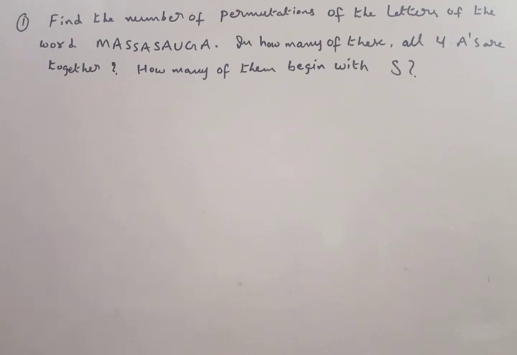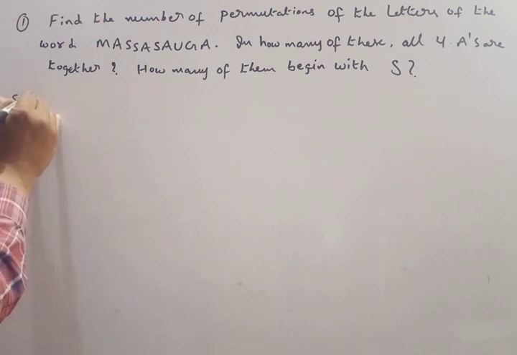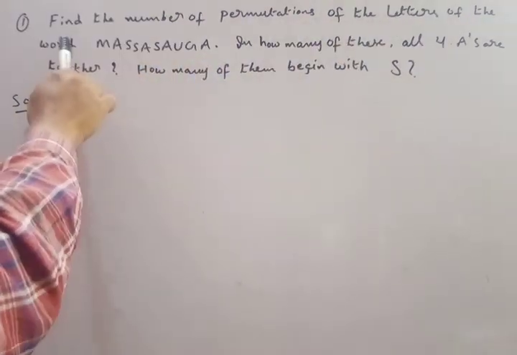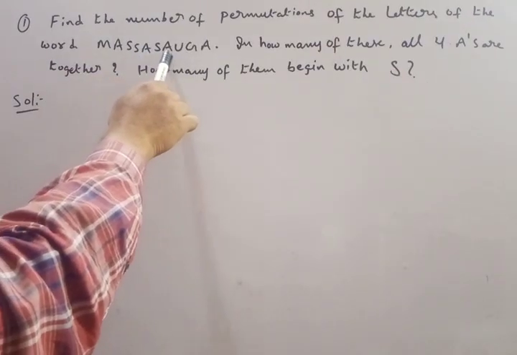So in this class, we'll see a few problems on permutations, combinations, and binomial and multinomial theorems. Okay, so we'll see a few problems. See the first problem. What is the first problem? Find the number of permutations of the letters of the word MASSASAUGA.